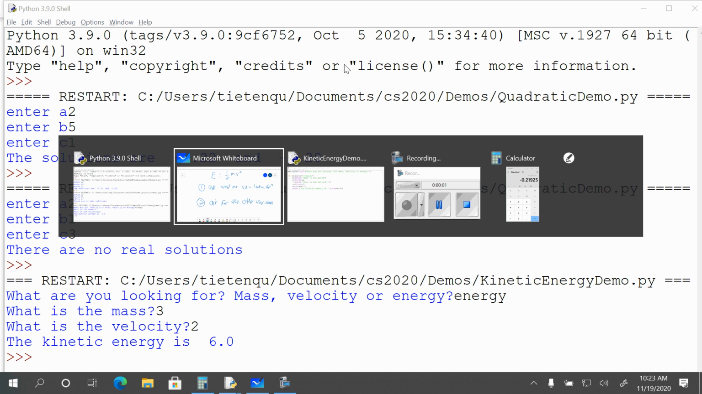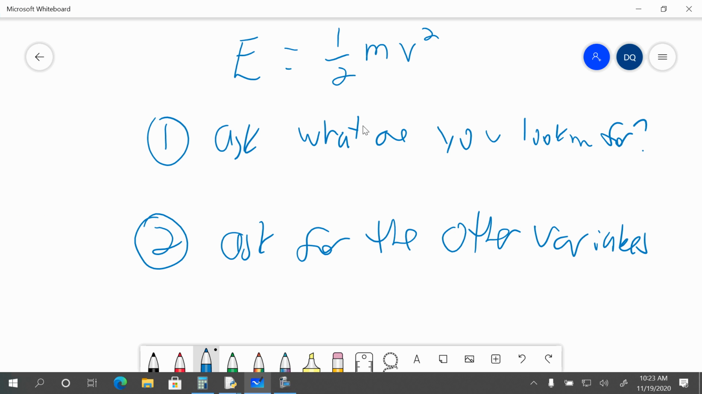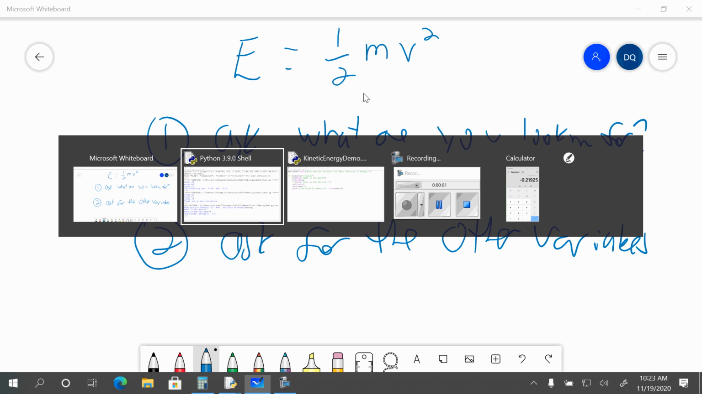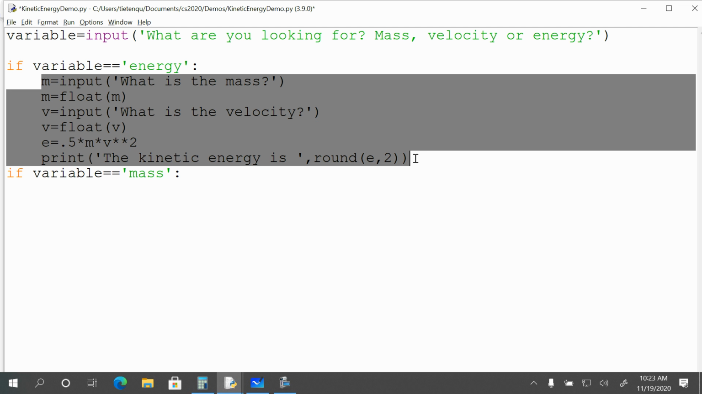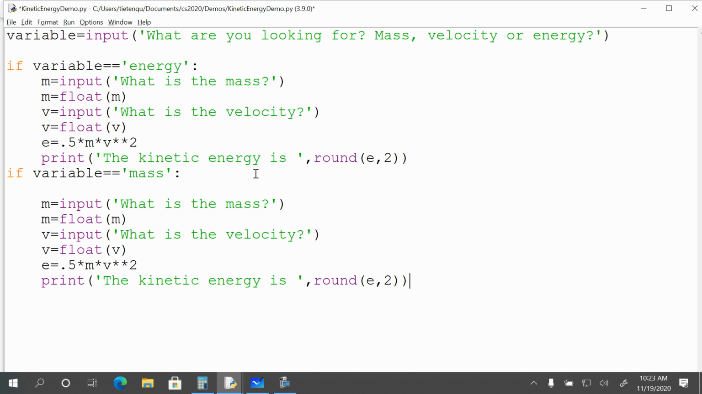Okay. Now, what if they're not looking for energy? What if they're looking for mass? So remember here, we've asked them, what are you looking for? If they're looking for energy, we did this. Now, if they're looking for mass, so if the variable they're looking for, if the variable is equal to mass, then it's pretty similar to this, except, so I'm just going to copy it and make changes to it.